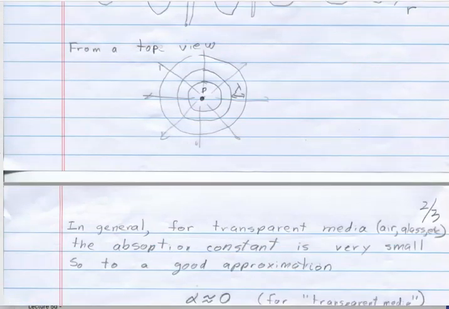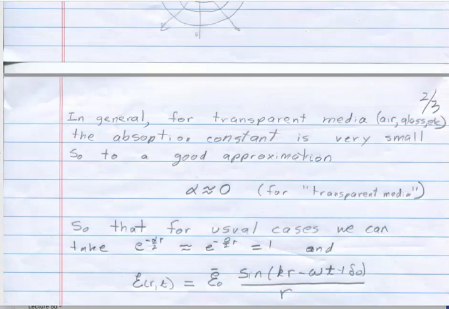Well, it turns out that for the transparent media we're going to be considering primarily in optics, and that's things like the vacuum, air, which is close to the vacuum, glass of various sorts, the transparent, clear plastics, etc., the absorption constants, alpha, are very, very small for all of those.